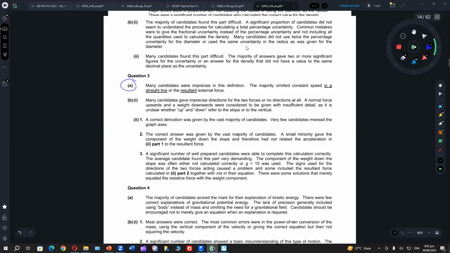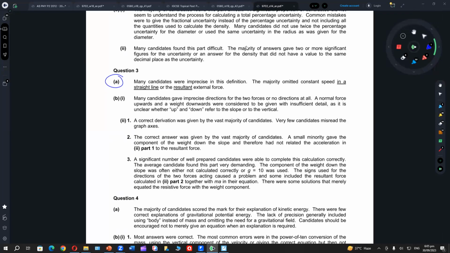Many candidates were imprecise in this definition. The majority omitted constant speed in a straight line or the resultant external force. So the examiner wants people to be very precise, but he says that many people were not precise in making the statement. Look at this definition, straight line.